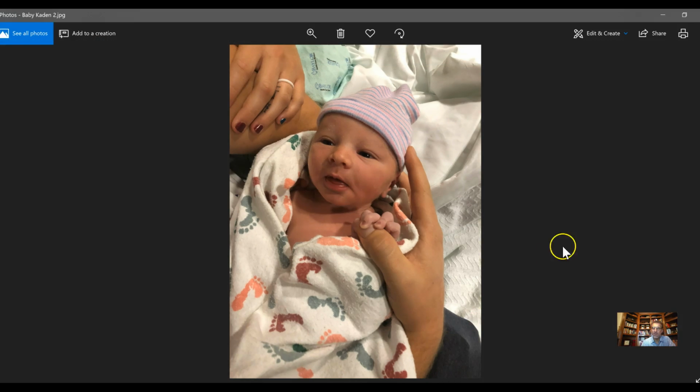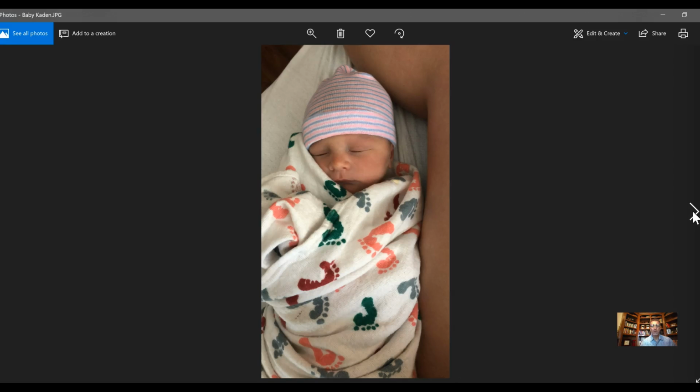Let me start by saying that we have a new grandbaby and introducing you to Caden. He was born yesterday at 7 p.m. and he was 7 pounds 10 ounces, 21 inches long, and he is beautiful and perfect.